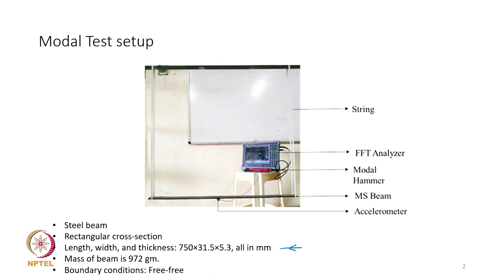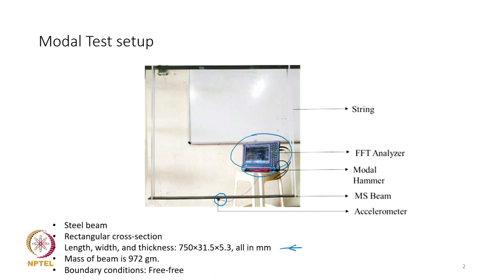Now the response of the beam is basically measured using an accelerometer, like being shown here. This is the accelerometer, the response is measured. And then we have an impact hammer, like shown here, a modal hammer, with the help of which we apply excitation on the structure. And then the output of the accelerometer and the hammer are being fed to an FFT analyzer. So you can see this is the FFT analyzer here.